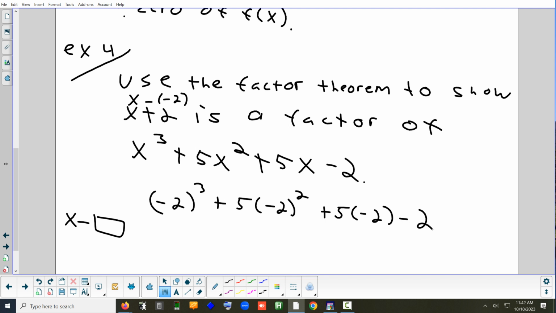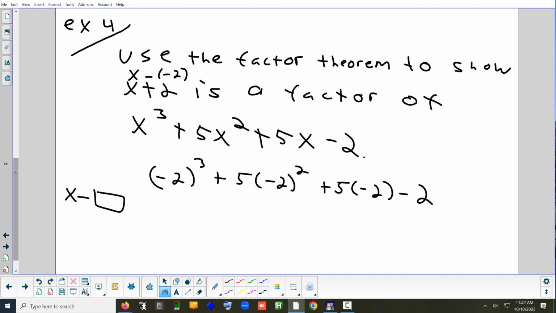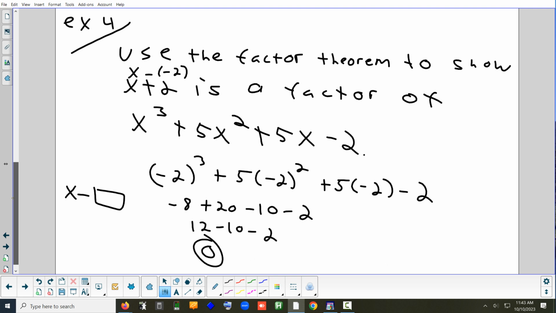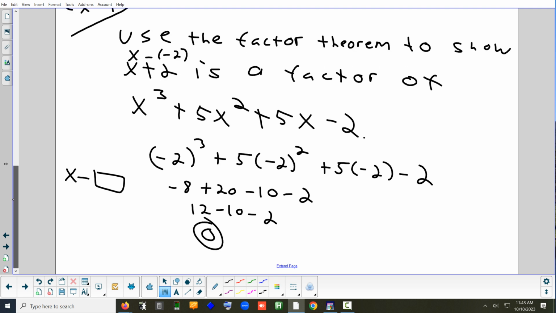What's -2 cubed? -8. What's -2 squared times 5? Yep, 20. 5 times -2, -10, minus 2. What's -8 plus 20? 12. And what's 12 minus 10 minus 2? 0. So we just got a remainder of 0, which means what? x plus 2 is a factor.